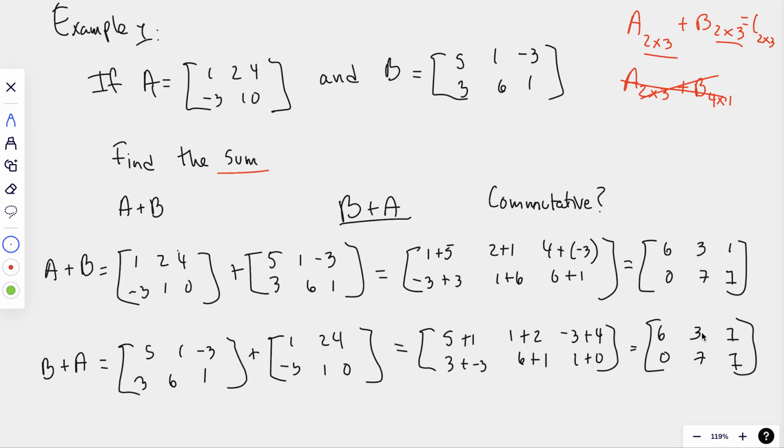Now notice that we got the same answer. We got the same matrix. So matrices are commutative in addition. And the answer is yes. Yes, they are.